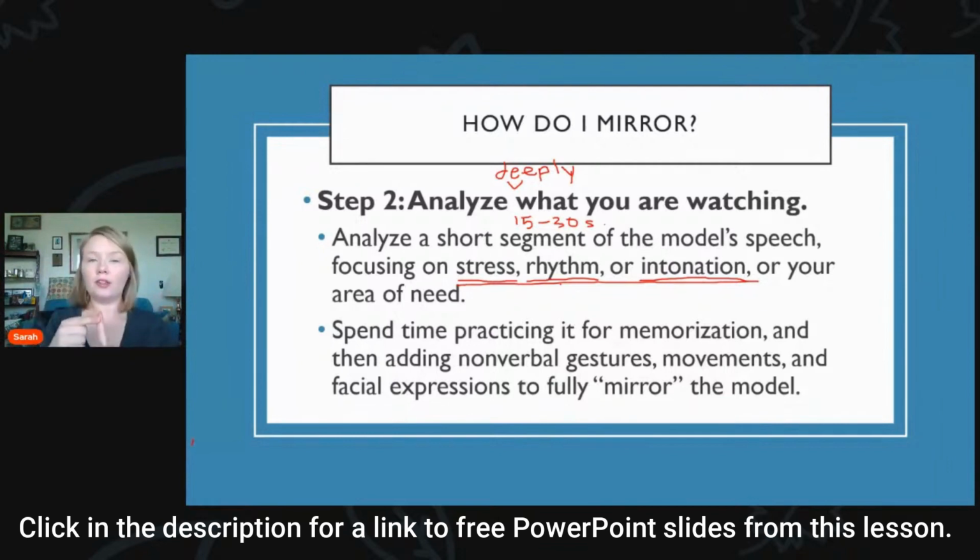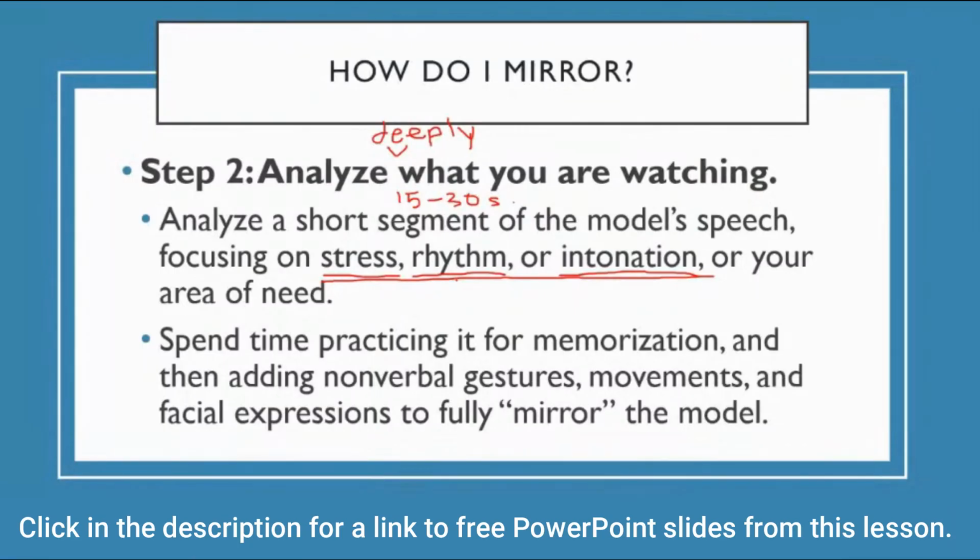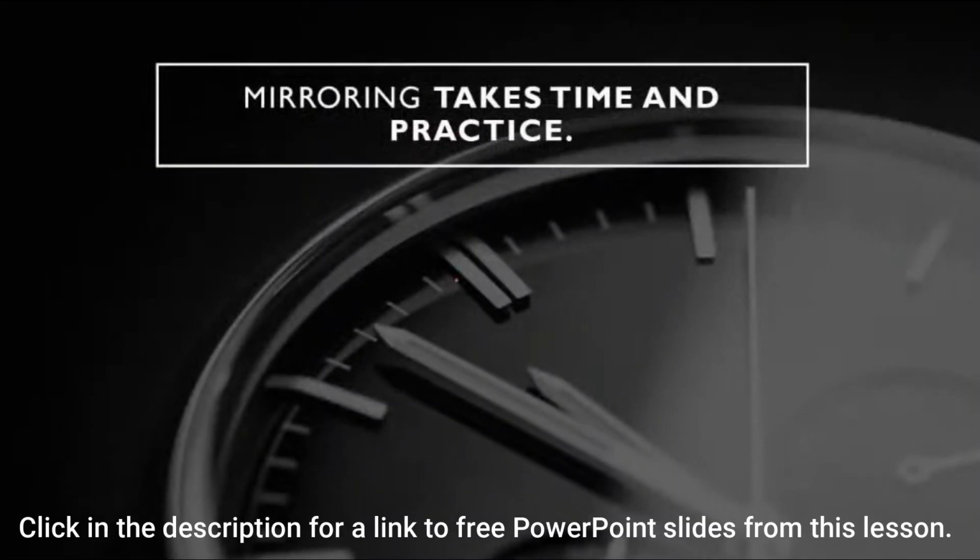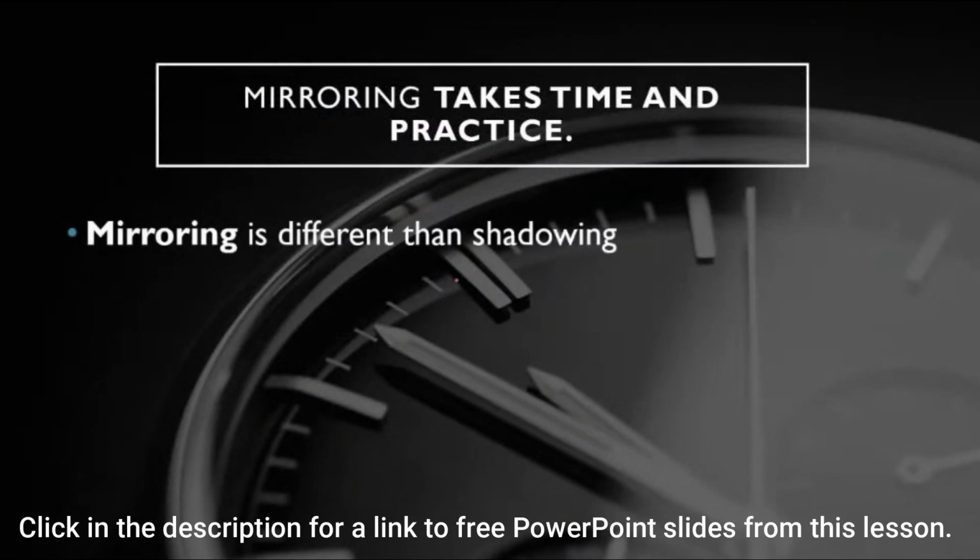So we're going to choose the person that we want to model, analyze, or really look and listen very closely to their speech and what they are trying to do with their speech. And then spend a good amount of time practicing, memorizing, and really working on mirroring what they're doing. Something important is that mirroring takes time and practice. Some of you might be confusing this with another method called shadowing.